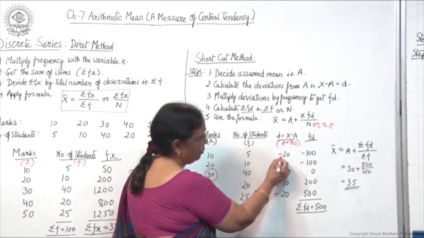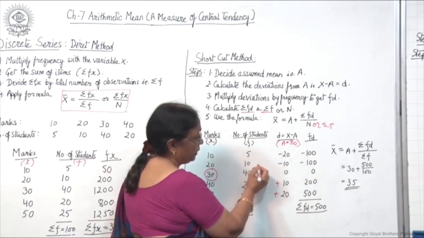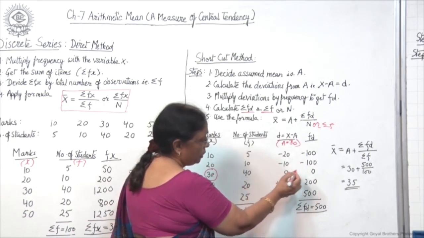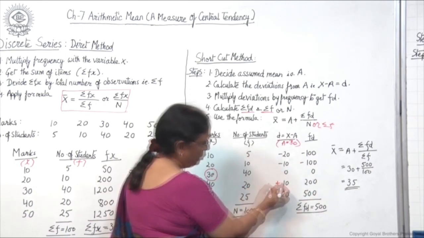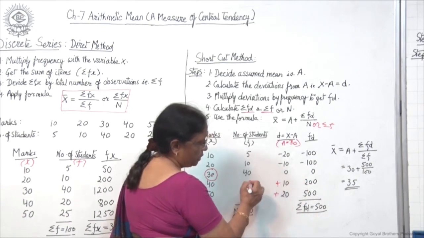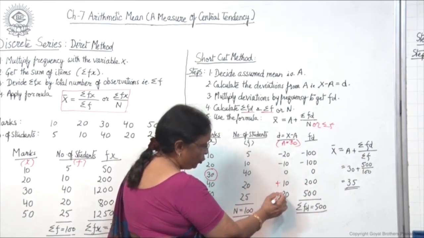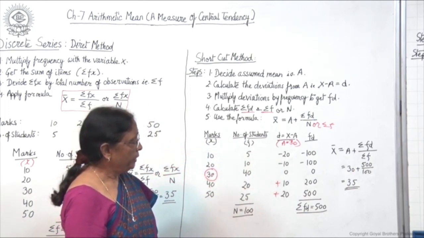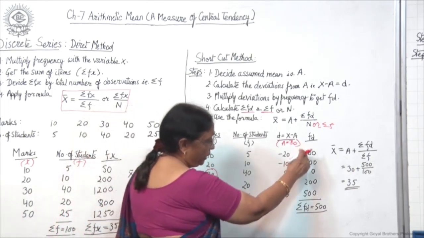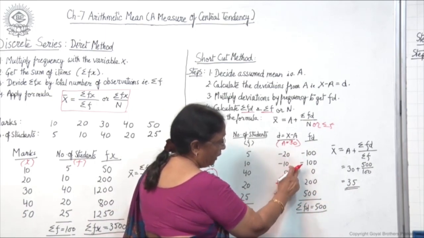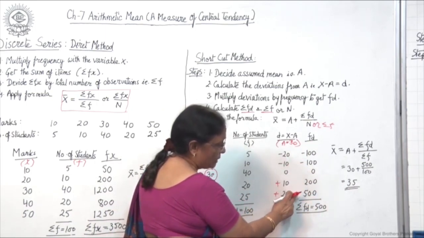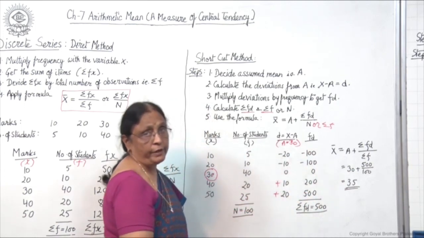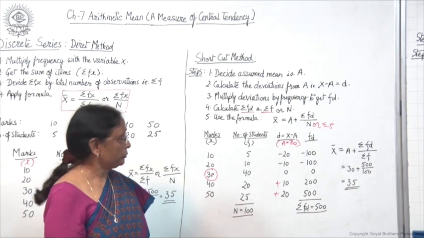5 into minus 20 is minus 100, 10 into minus 10 is minus 100, 40 into 0 is 0, 20 into 10 is 200 because this is plus, 25 into 20 is 500, right? Now you have to add up this. This is minus 200 and this is plus 700. So sigma FD is plus 500, right?